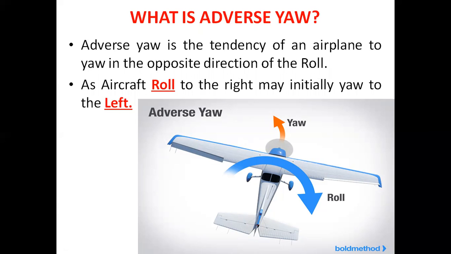This is the primary fundamental, as per Newton's third law of motion: every action has its equal and opposite reaction. So yaw may be a reaction of roll. Rolling motion, we are going for rolling motion, will get a reaction that is adverse yaw.